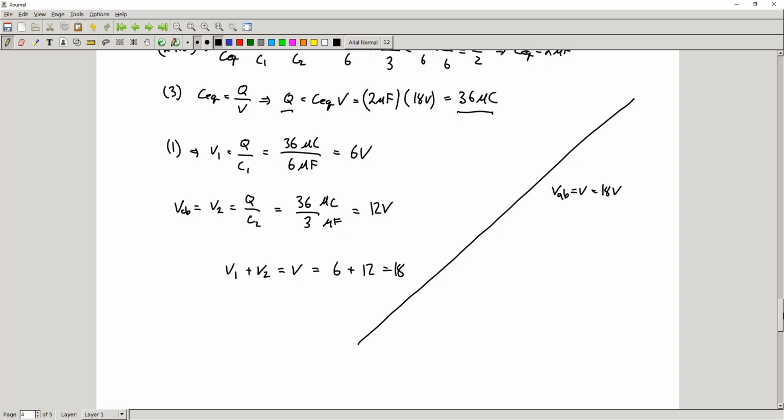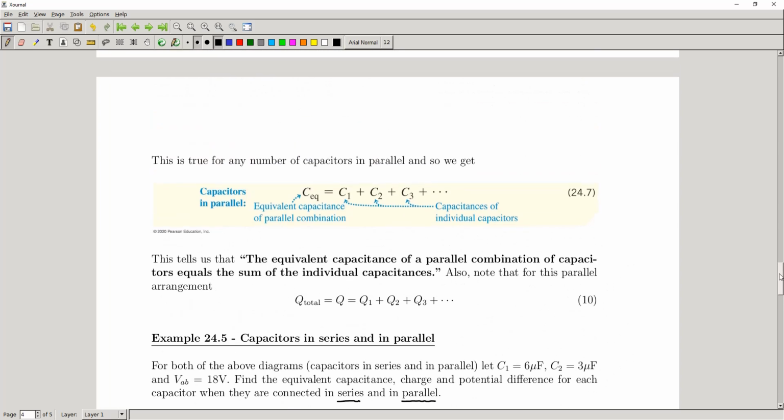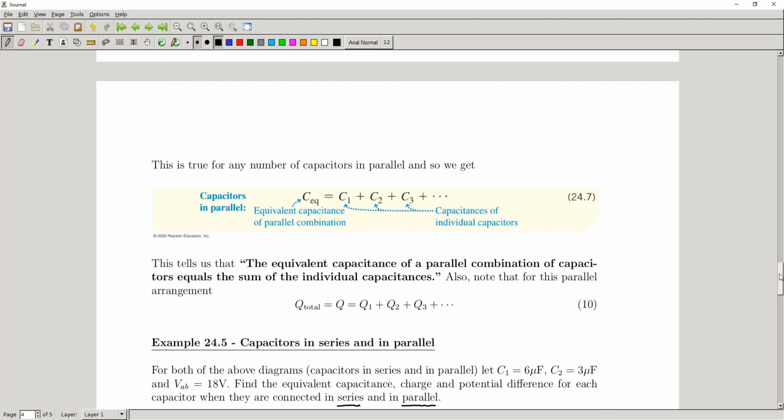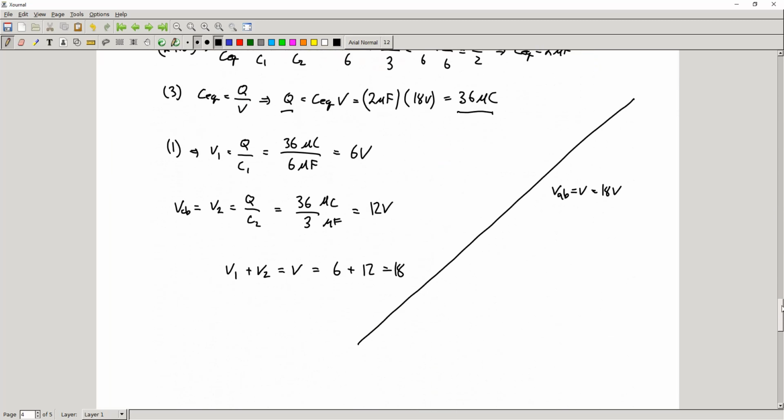The equivalent capacitance is also easy. Equation 24.7 here makes it very easy for us. So CEQ is just going to be equal to C1 plus C2, which is just going to be equal to, what were those values? Is it 6 microfarads and 3? So that's just going to give us CEQ equal to 9 microfarads.